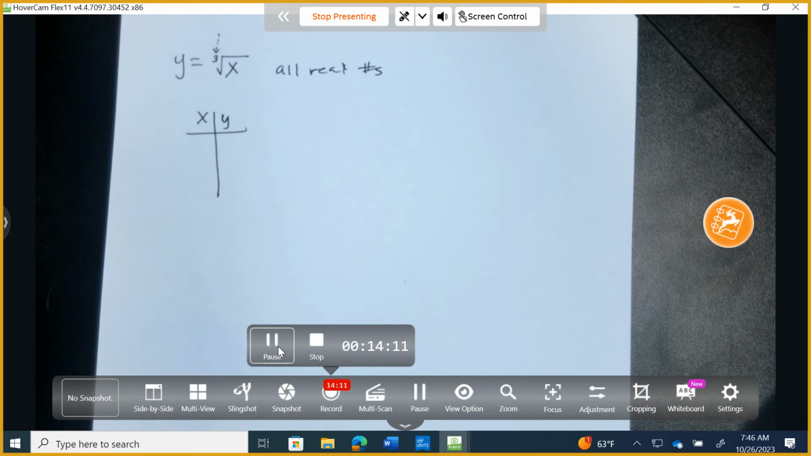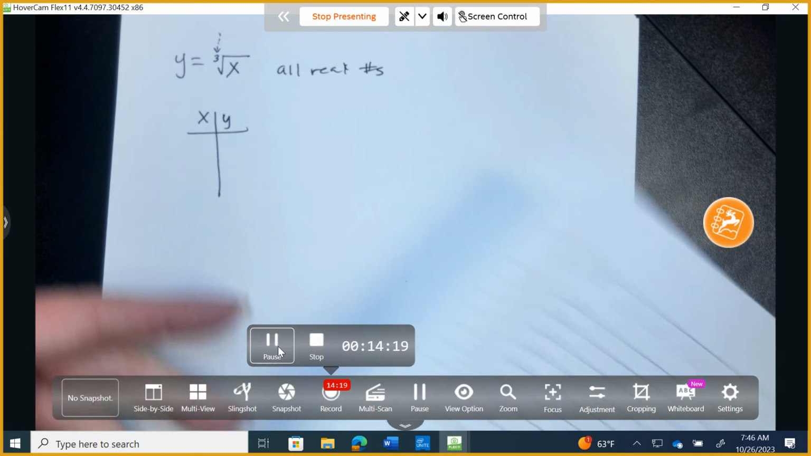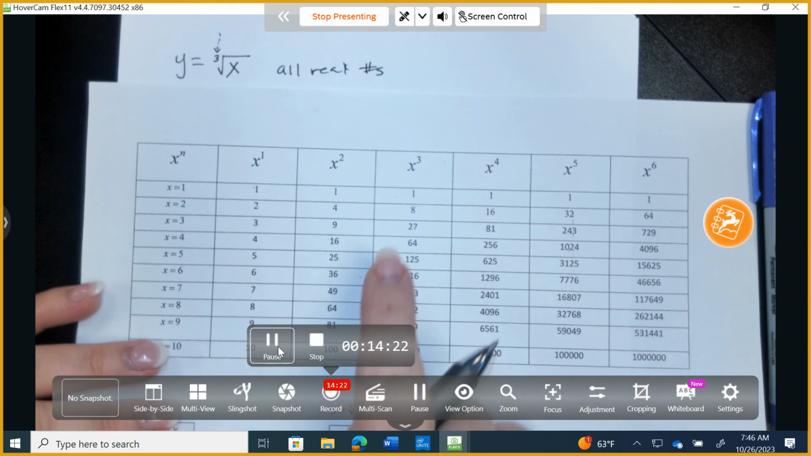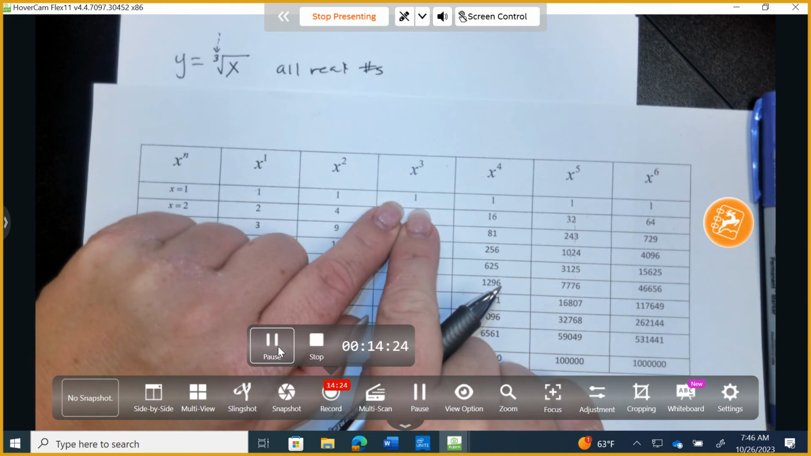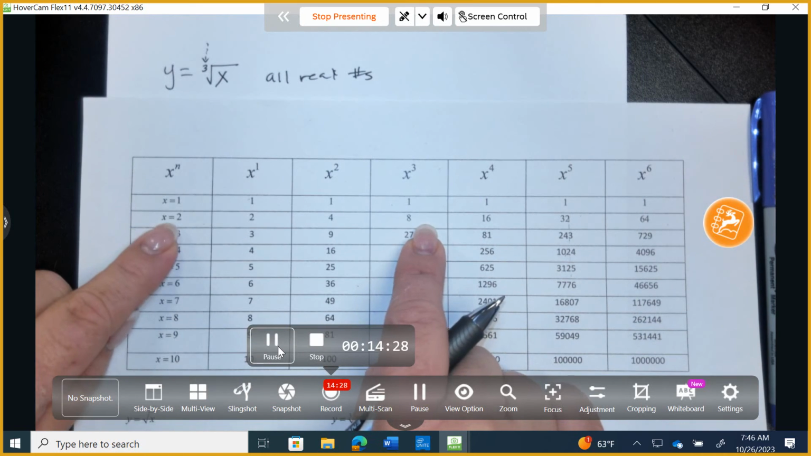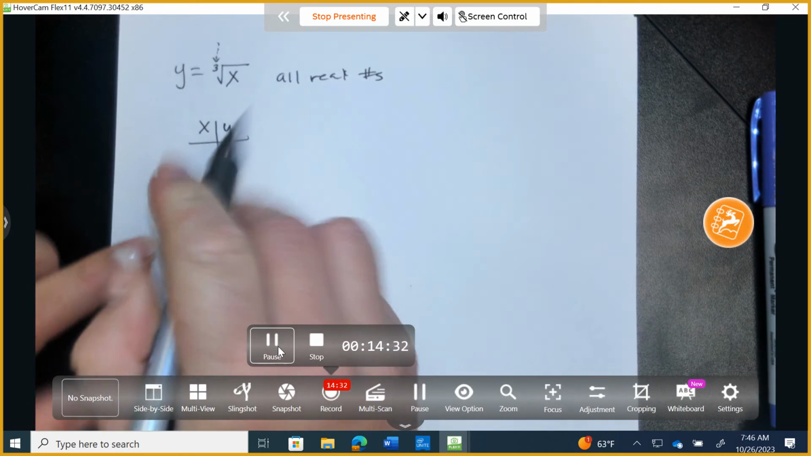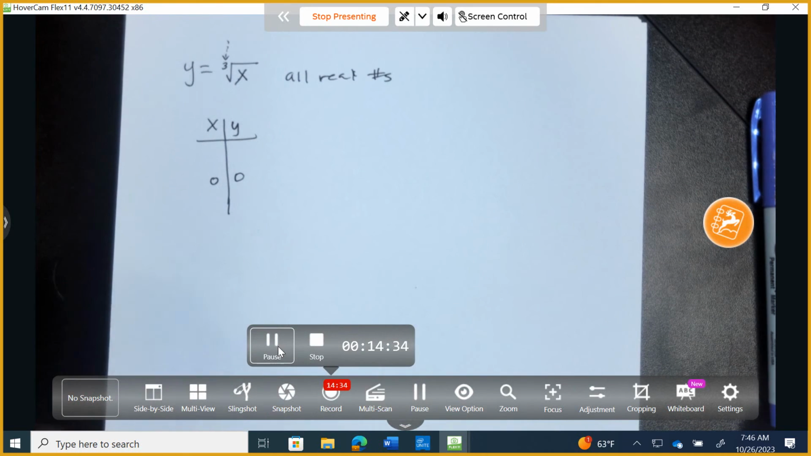So, I could plug in all numbers, but just like we did with square roots, we want to plug in numbers that result in nice integer outcomes. So let's look over here. If I take the cube root of 1, guess what the answer is? If I take the cube root of 8, guess what the answer is? Okay, so I'm going to go in the middle up here. I'm going to do 0. If I plug in 0, the answer is 0.